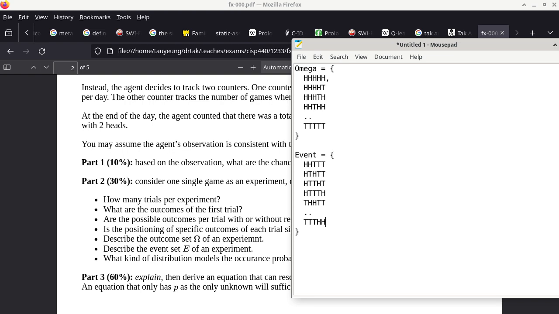It'll be 5 choose 2. Okay, so why is it 5 choose 2? It's a good starting point, okay? But why is it not permutation of 5, 2? Instead, it has to be combination 5, 2.